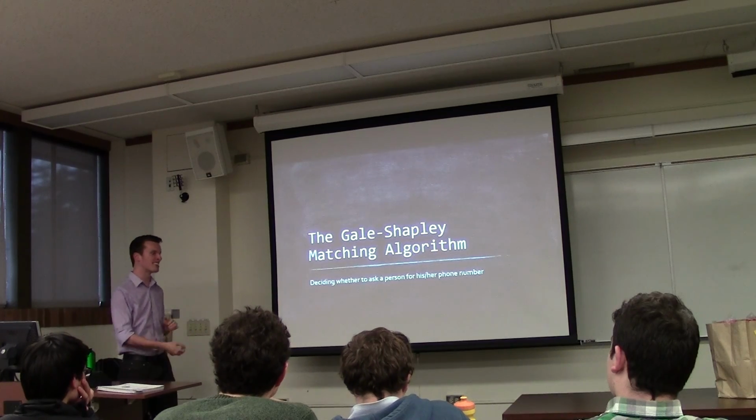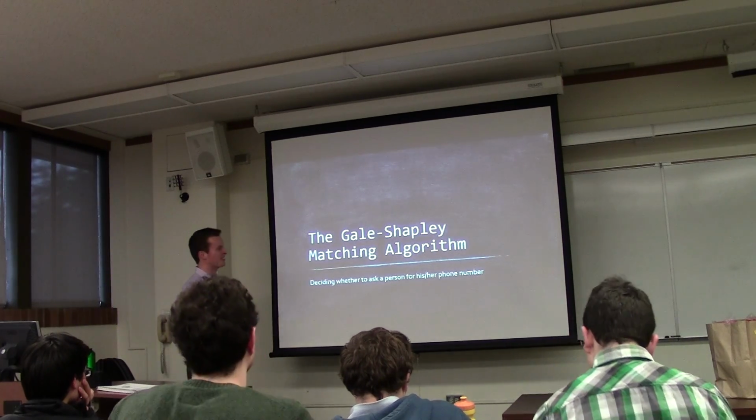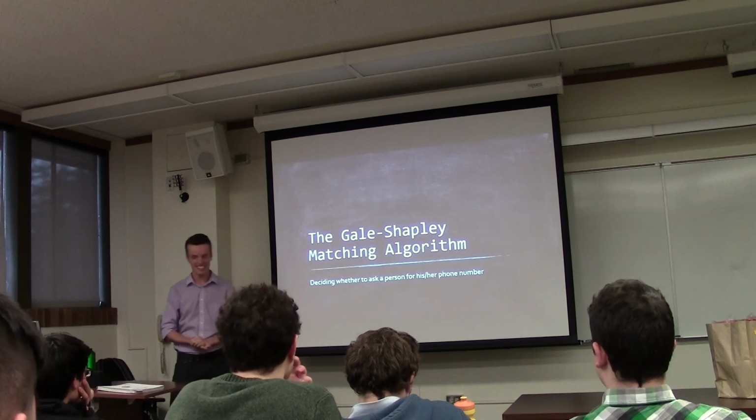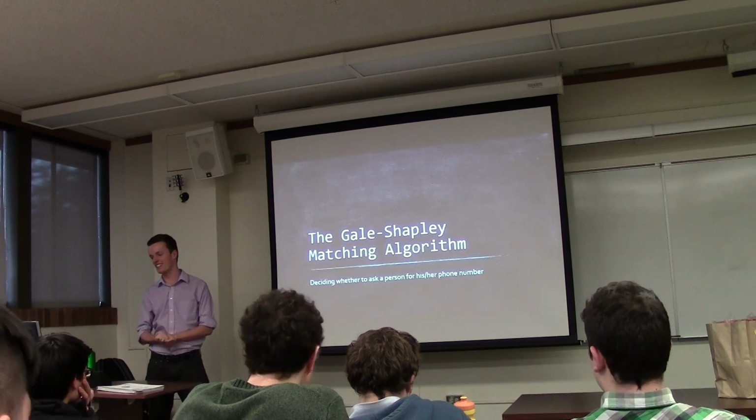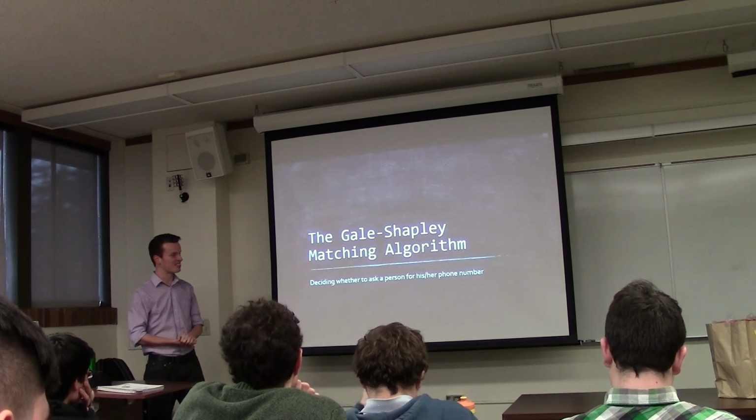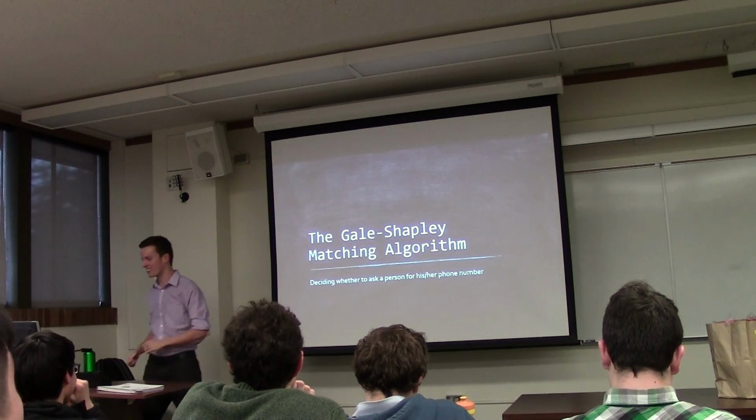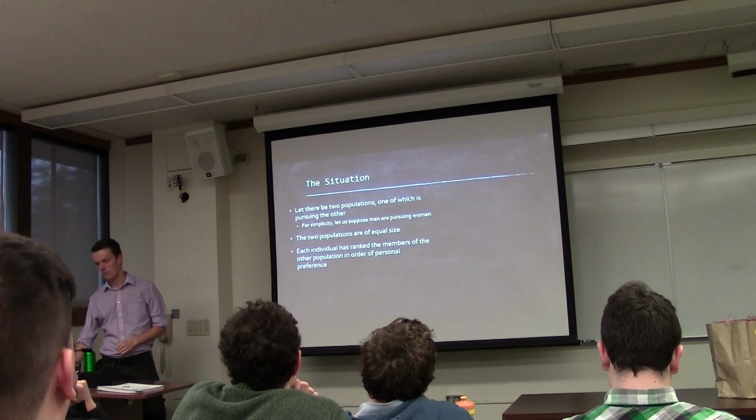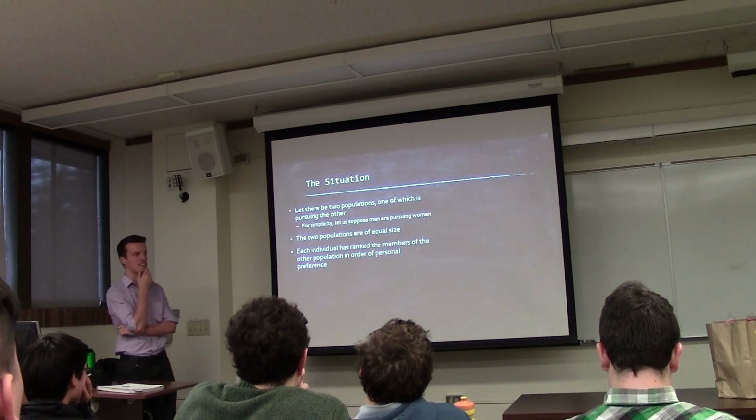All right, so we'll go ahead and move on to the next one. This is called the Gale-Shapley matching algorithm. And this is actually one of my favorites. It kind of has a good message at the end. Deciding whether to ask a person for his or her phone number, you can probably guess where we're going to go with this. But similar to last time, we've got to set up the situation.